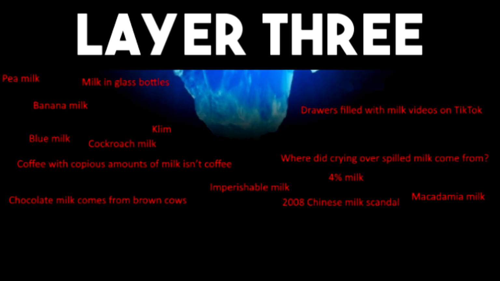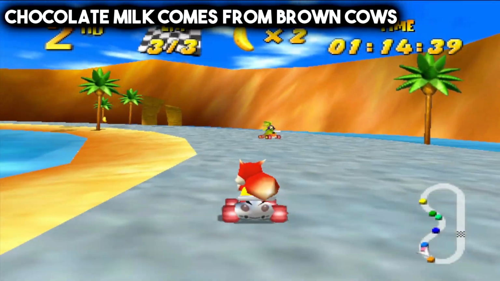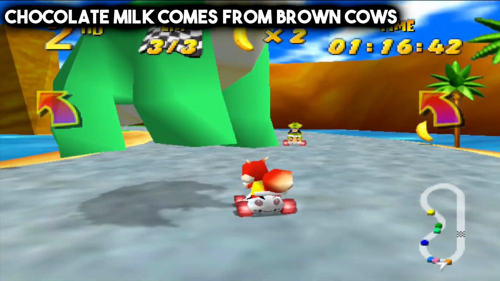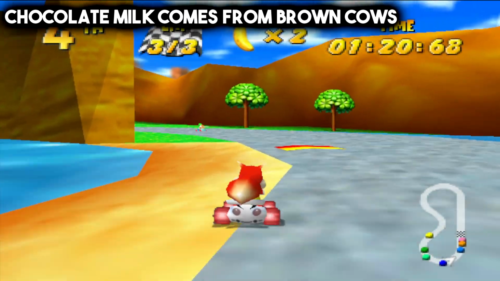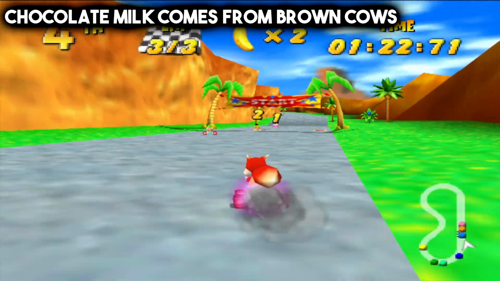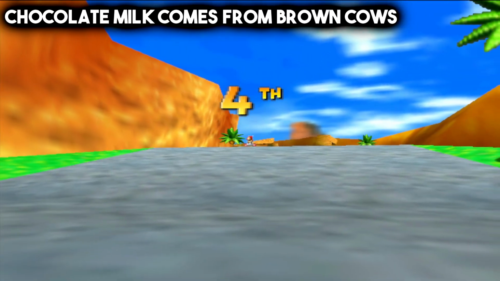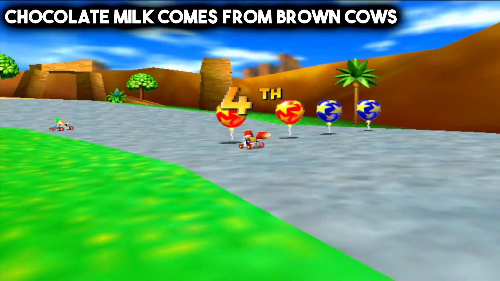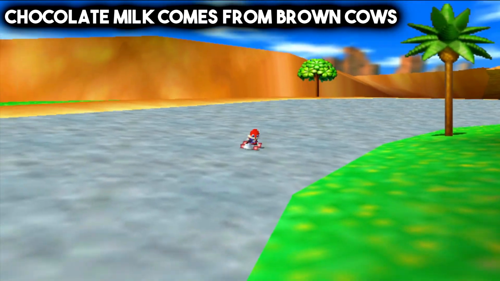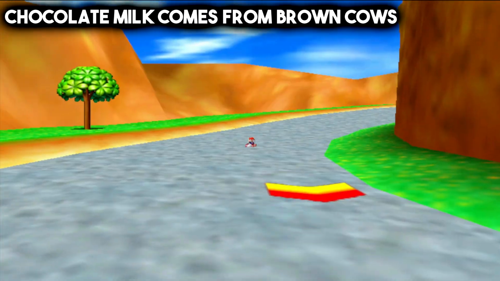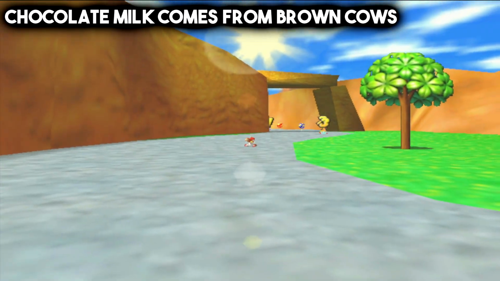Layer 3. This entry refers to the myth that chocolate milk comes from brown cows. Surprisingly, a 2017 survey by the Innovation Center for U.S. Dairy found that approximately 7% of American adults, which is around 16 million people, believe that chocolate milk comes from brown cows. Of course, chocolate milk doesn't come from brown cows, and if I had to be the one to tell you that, well, that's not a good sign.